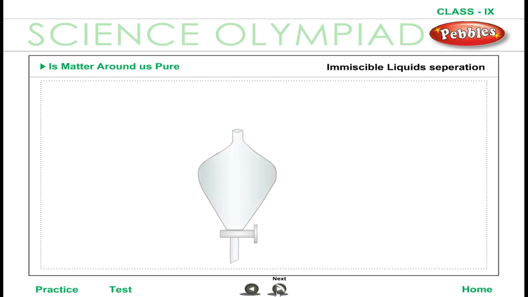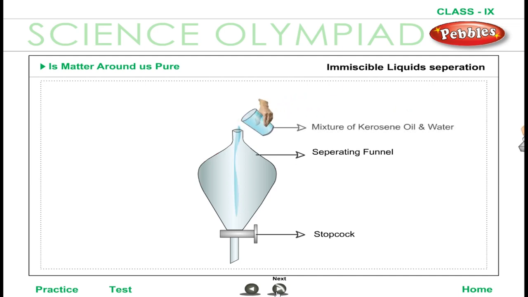Immiscible liquid separation. Let us try to separate kerosene oil from water using a separating funnel. Pour the mixture of kerosene oil and water in a separating funnel. Let it stand undisturbed for some time so that separate layers of oil and water are formed.